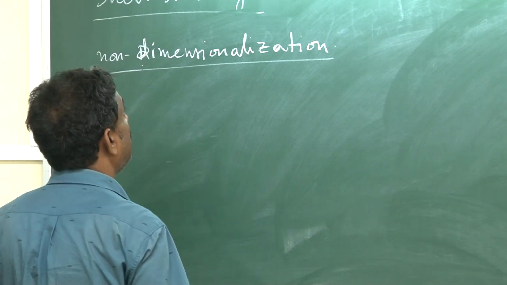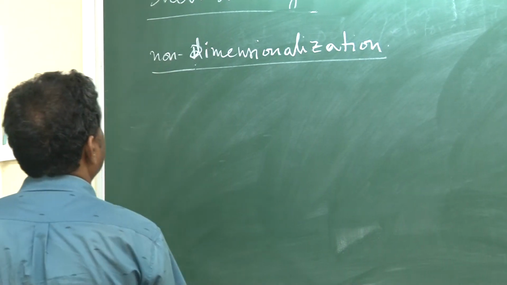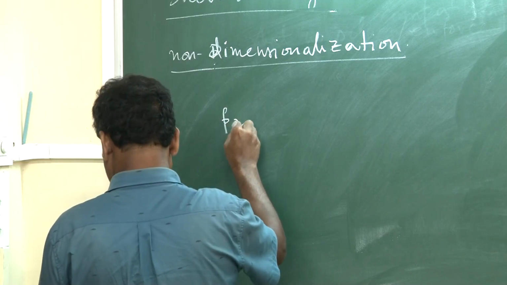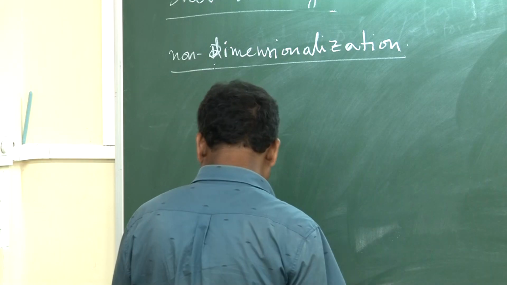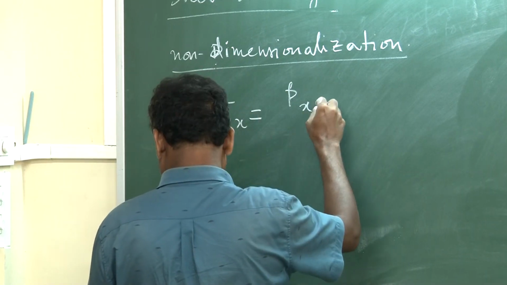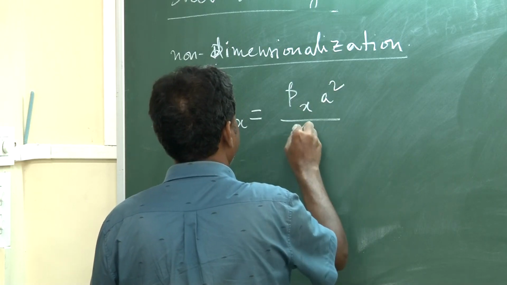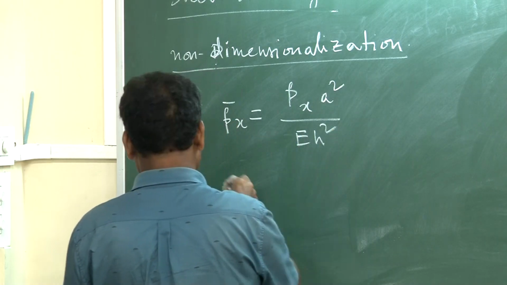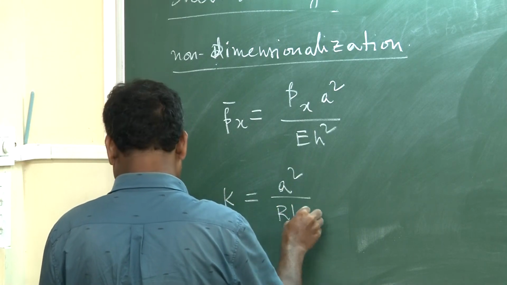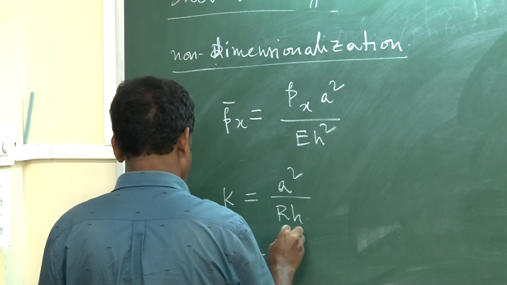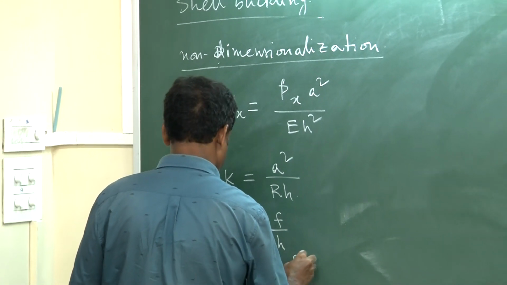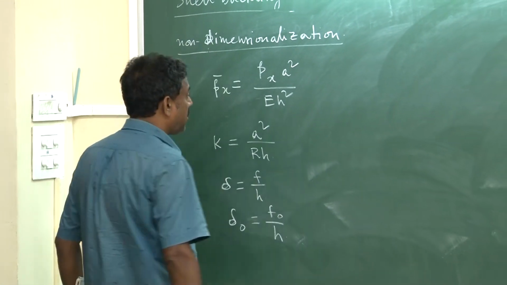Non-dimensionalization, so it will not have dimensions, okay. So if you do non-dimensionalization, then this is the way you will do Px bar. So Px is being normalized, so it is Px, whatever that Px we obtain, Px square by E h square, K is square by RH, delta is equal to F by H, and delta 0 is equal to F0 by H. So these are all non-dimensional.